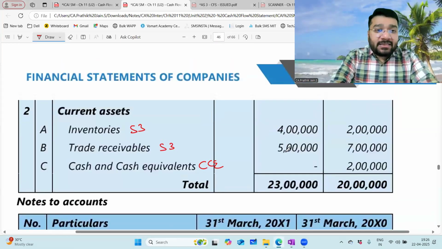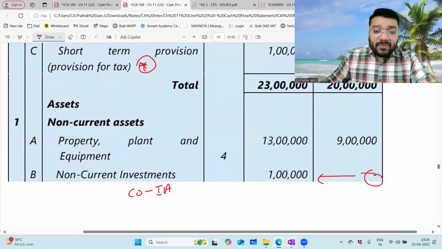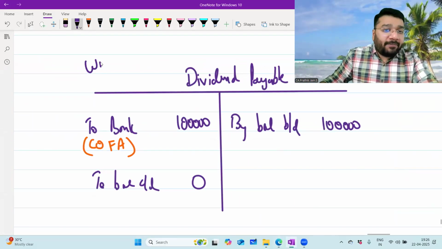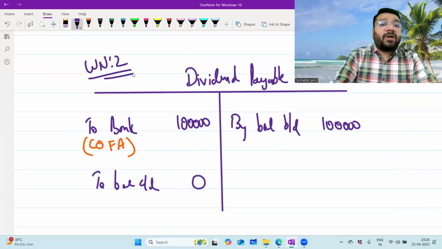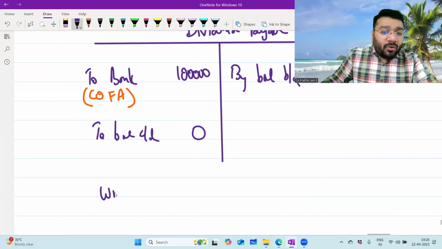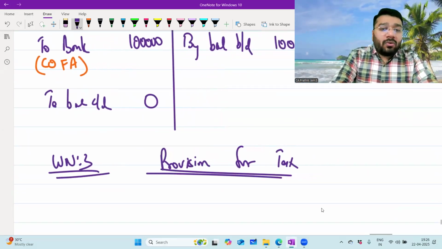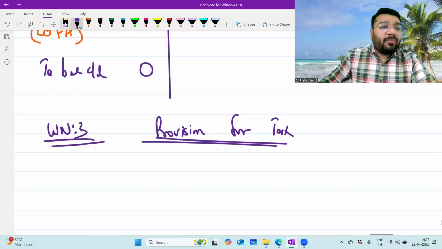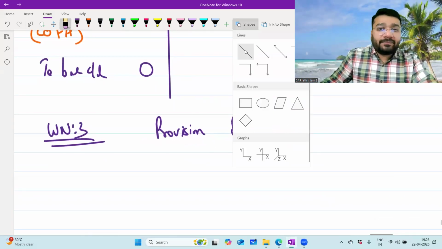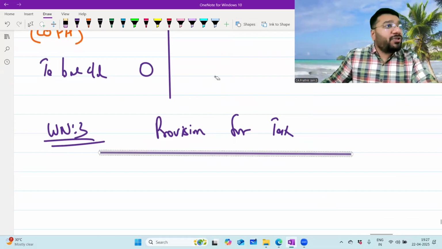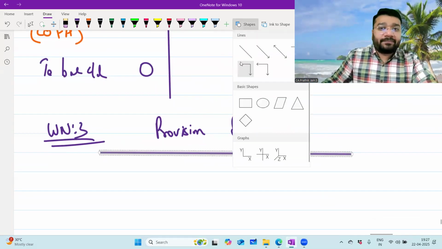What is provision for tax? We don't know. We have to open the ledger for that. So please open the next ledger. So this is working note number 3. Working note number 2 was for dividend payable. Working note number 3 is for provision for tax. All those who said we didn't have any grip in provision for tax, now we are having grip. Dharni, grip is there on provision for tax little bit now? Okay. Yes, sir.